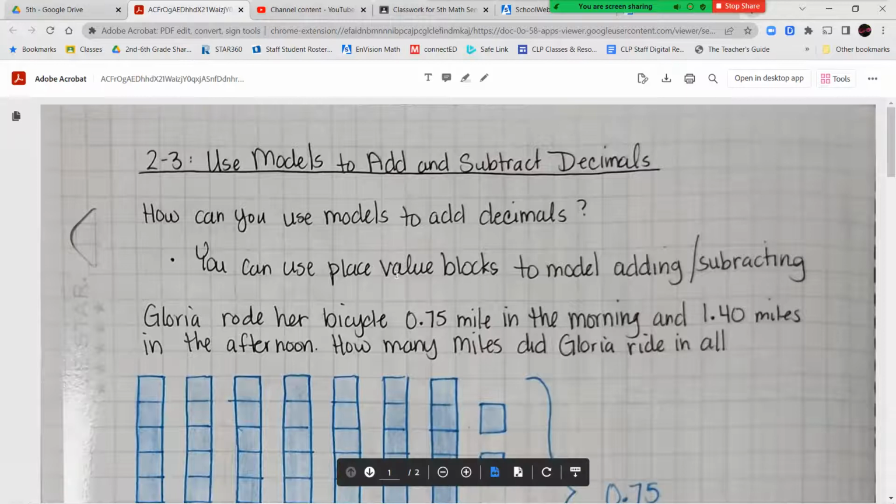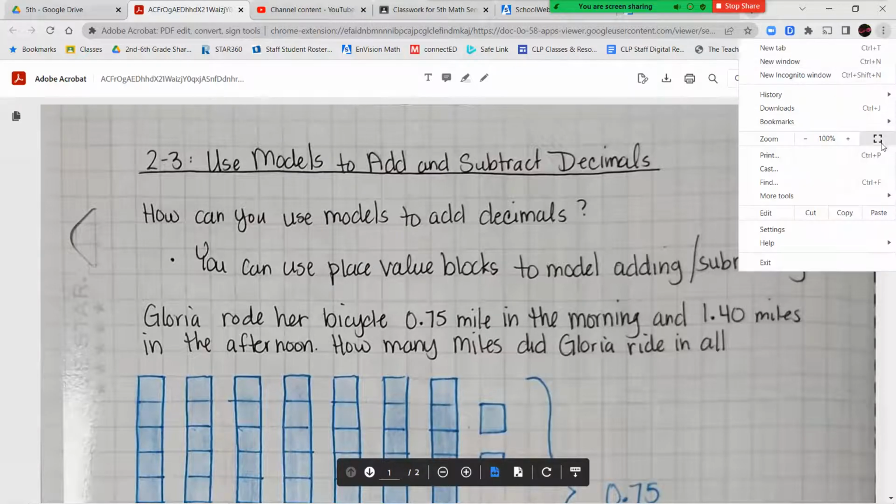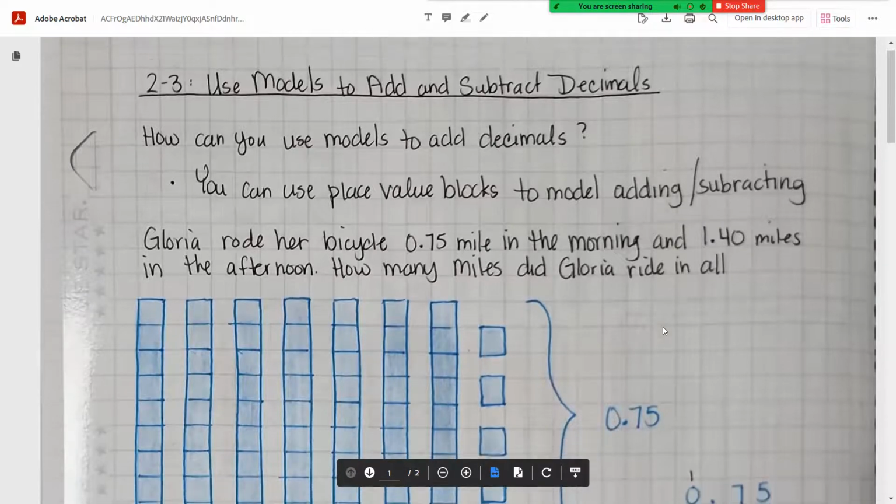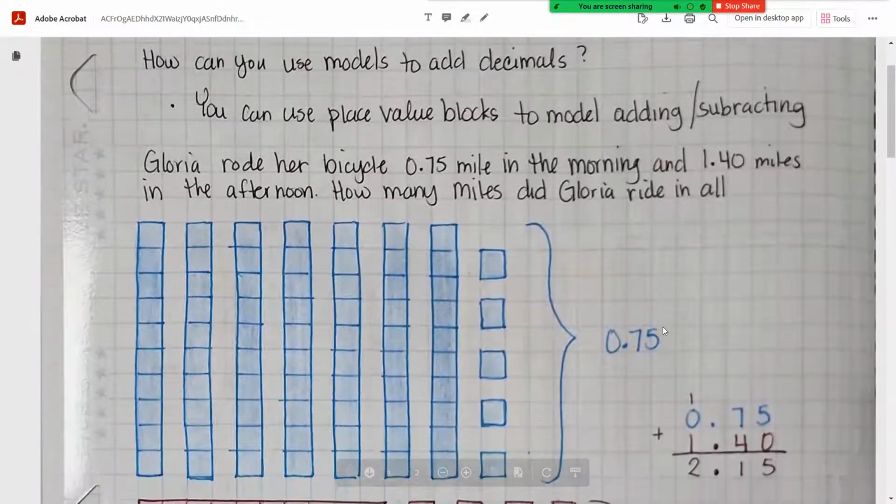Now, for your notes, our lesson title again is Use Models to Add and Subtract Decimals. And our focus question is, how can you use models to add decimals? We can use place value blocks to model adding and subtracting.